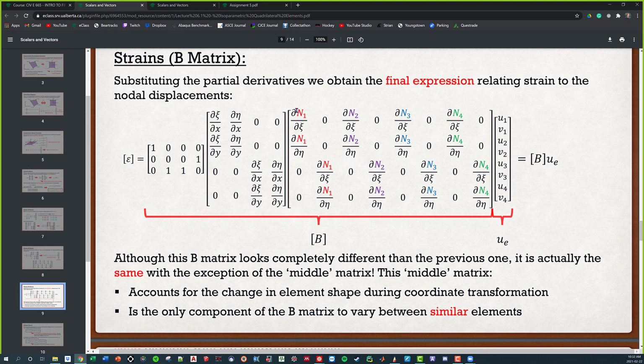If we look here, we see that we have partial n1 with respect to eta, and then partial n1 with respect to z. We have partial n2 with respect to eta, and then partial n2 with respect to z. As we can see, this first row here is the exact same as this third row.